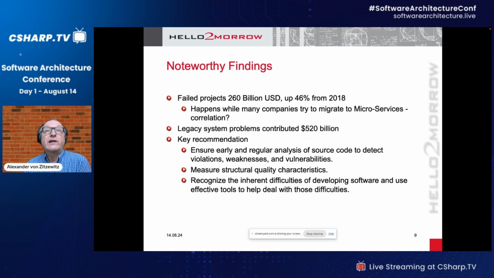For example, failed projects are up 46% from 2018. And I was wondering why that happened, but I think there's a relationship between the hype going to microservices, which started in about 2015. There are many organizations that switched to a microservice architecture without really knowing what they were doing. So many of those microservice projects actually failed, and I've seen a couple of them because we also do software assessment services, and I can tell you there are lots of issues.